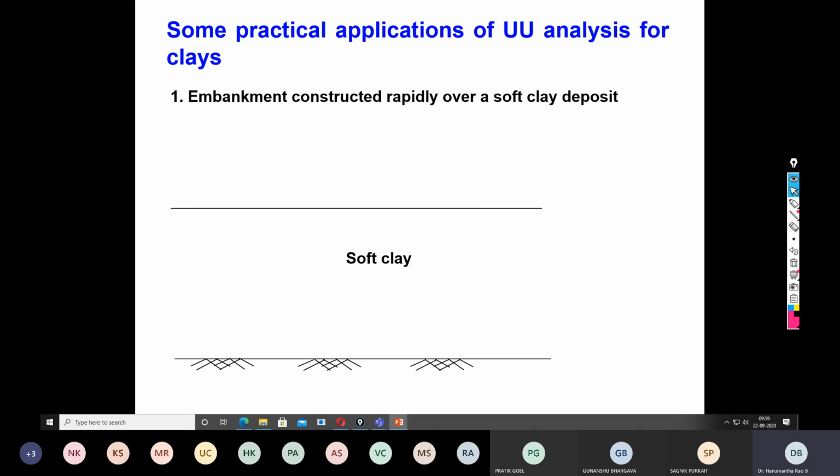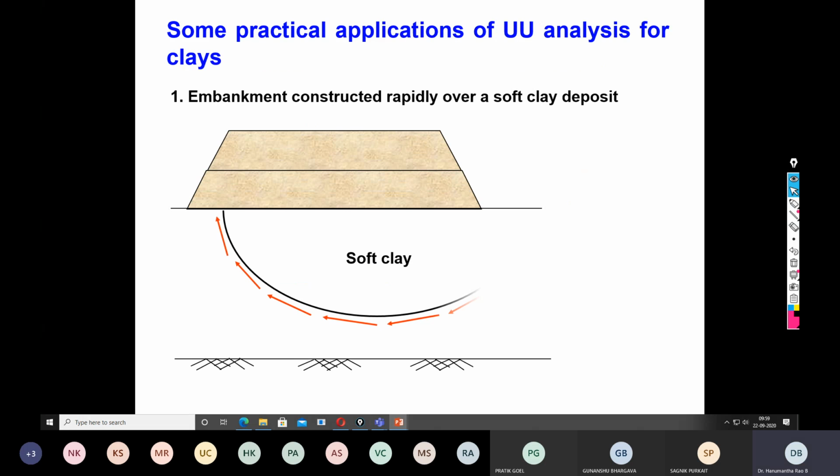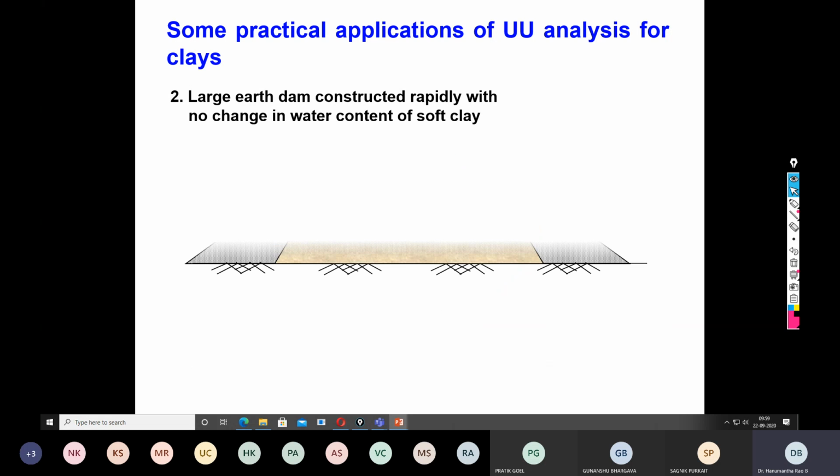So these are the applications of the UU. This was already explained, I will just skip it. So this is during the construction. UU condition develops during the construction, for example an embankment constructed rapidly over a soft clay. After the construction, it is CU, then followed by CD.